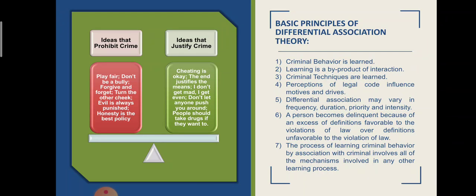So people experience what Sutherland calls culture conflict when they are exposed to different and opposing attitudes toward what is right and wrong, moral and immoral. The conflict of social attitudes and culture norms is the basis for the concept of differential association. That is the conflict in your social attitudes and social norms. Take cultural norms, for example, if you are part of a certain tribe.